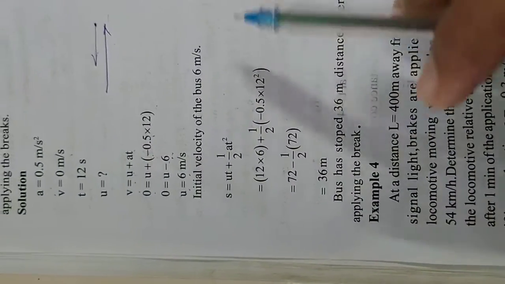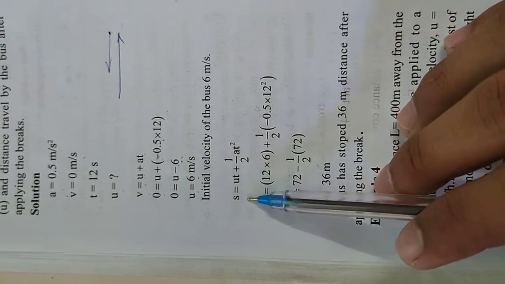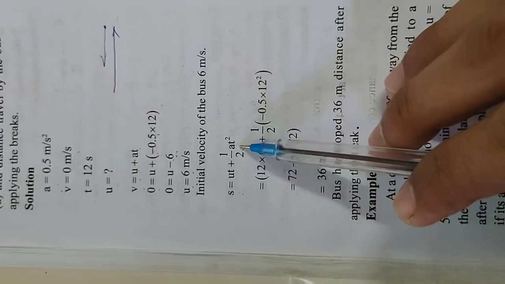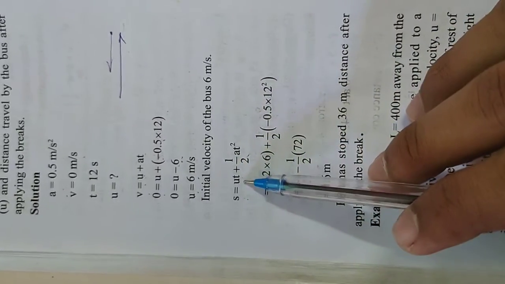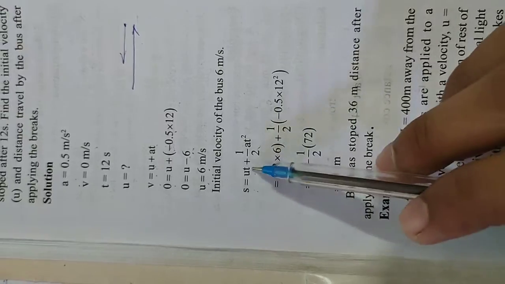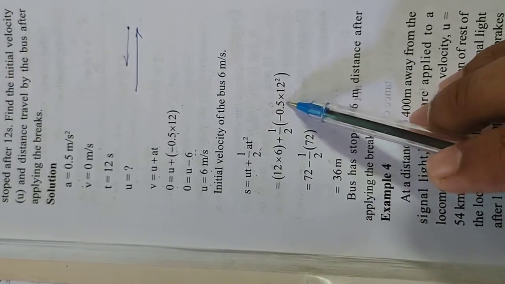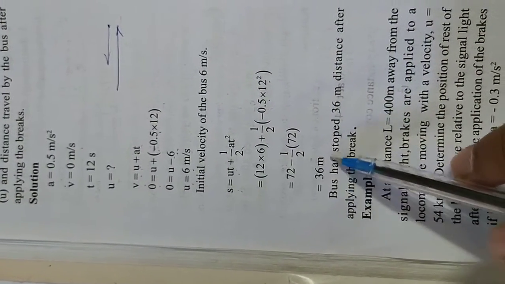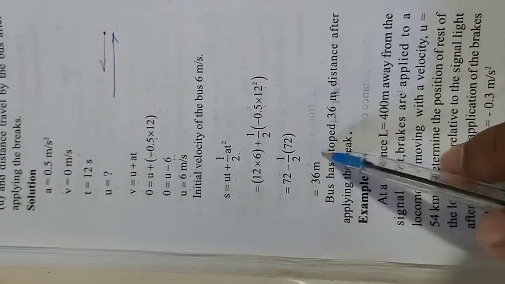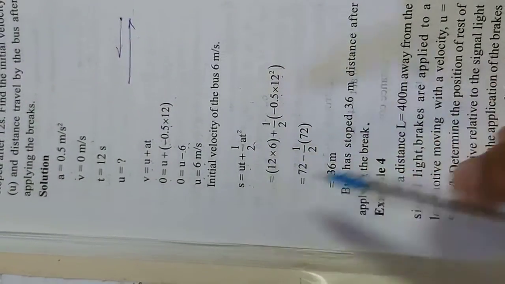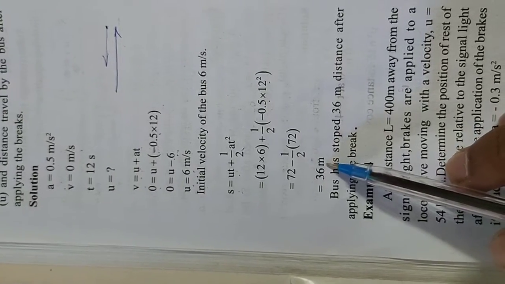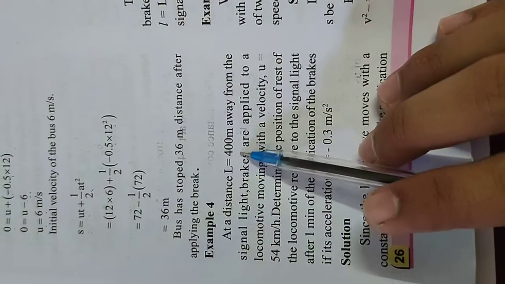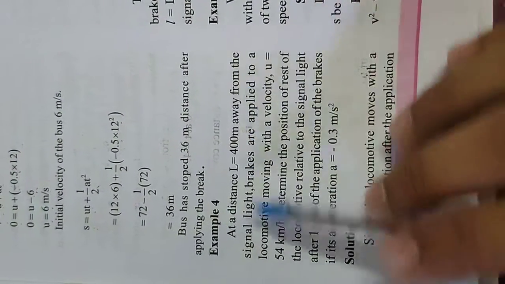Now we have to calculate the distance s. The formula for distance is s is equal to ut plus half at square. We have derived this formula. We have the small u value as 6 and t as 12, and we have the value of a too. If we substitute everything, we'll get the final answer as 36 meters. This is distance, so it is in meters.